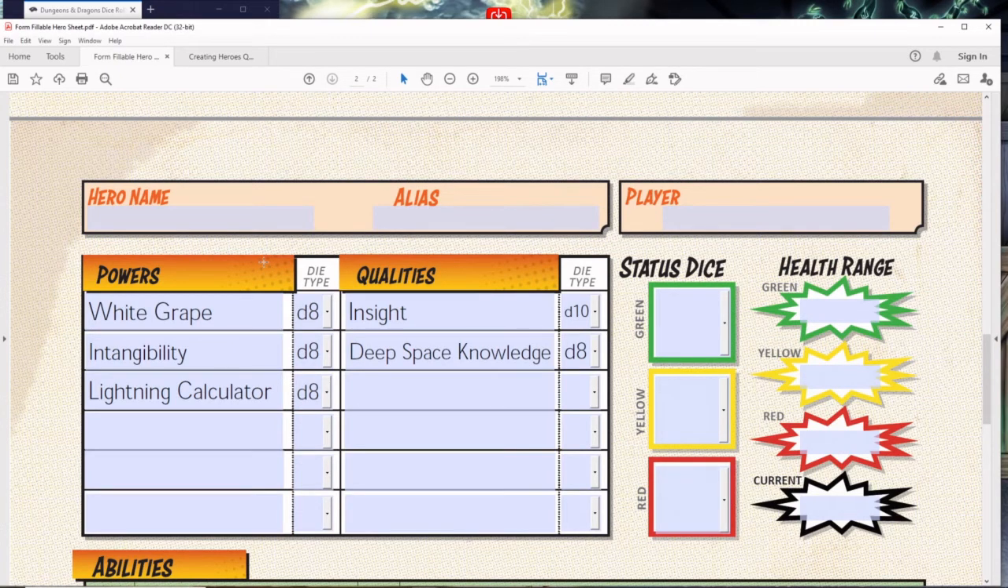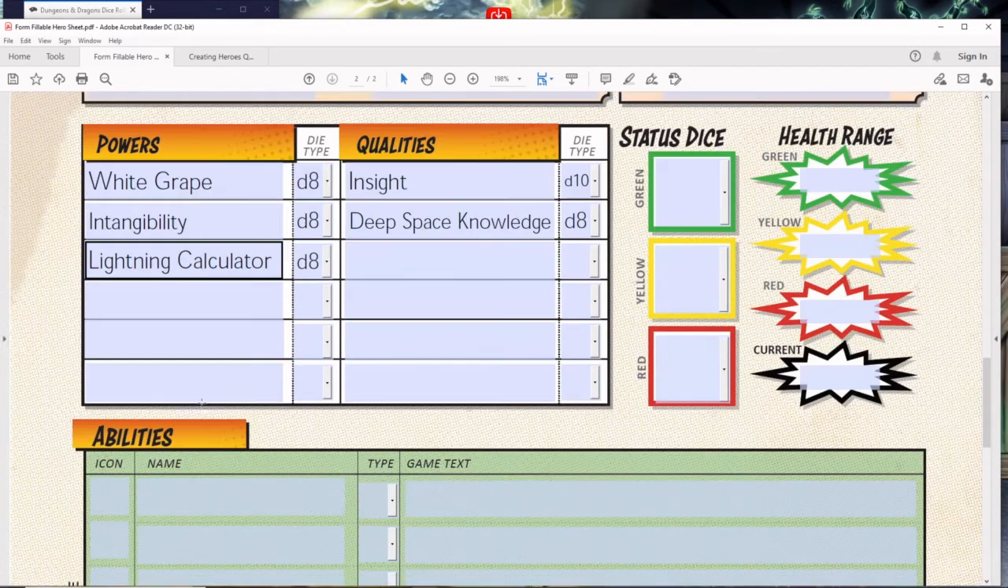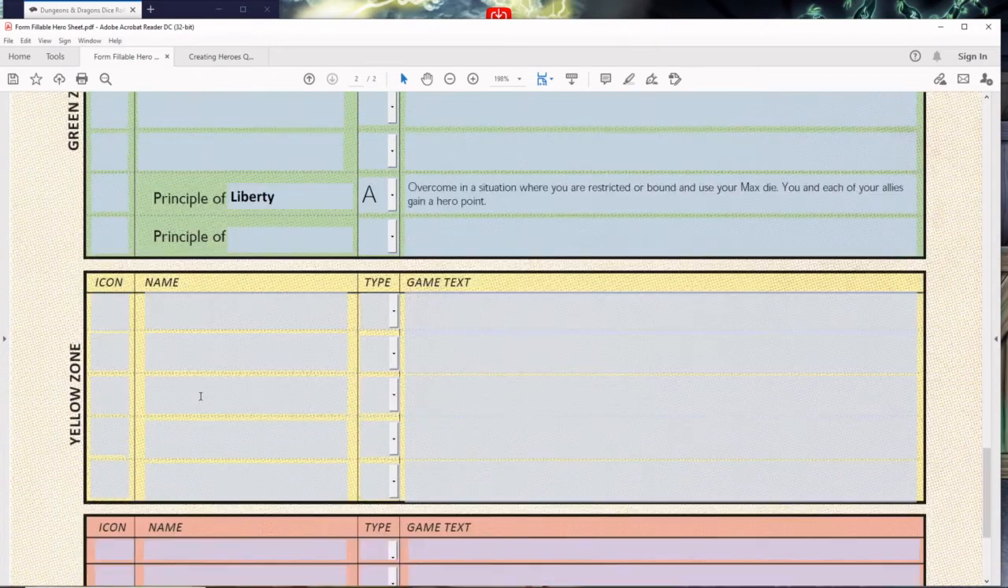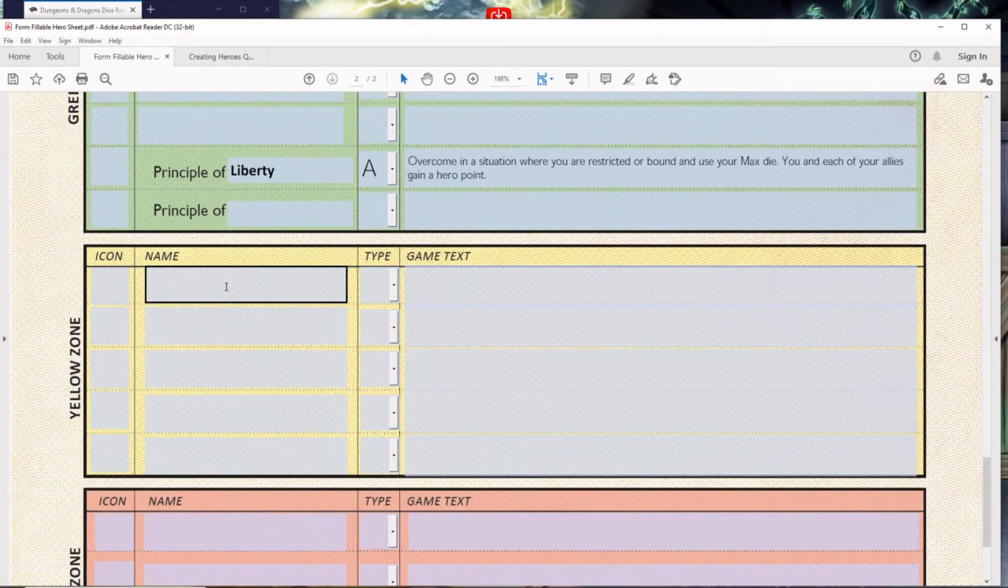Okay, so we've assigned our 3 D8s to powers: signature vehicle, intangibility, and lightning calculator. We have 2 yellows to pick, and then we have a green to pick. There are usually power sources give you a list of 3 yellow abilities to pick, and you choose 2 of them. In this case, we've got created immunity, interesting, multiple assault and recalculating. Recalculating is interesting. It lets you take a little bit of damage to re-roll your die pool for an action.